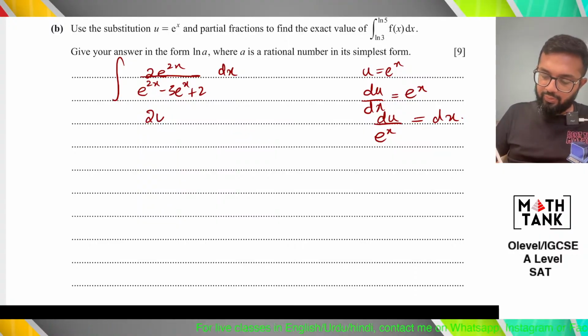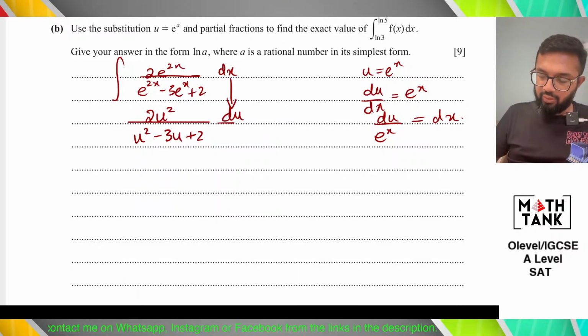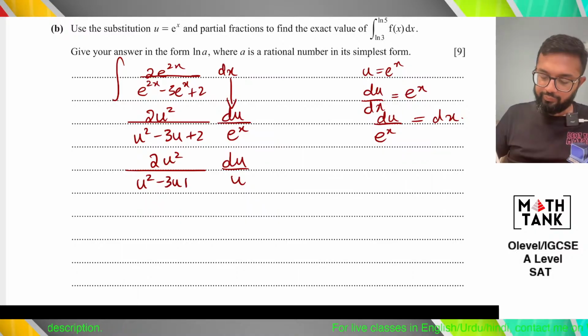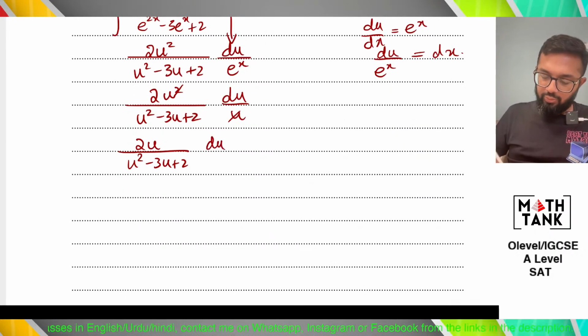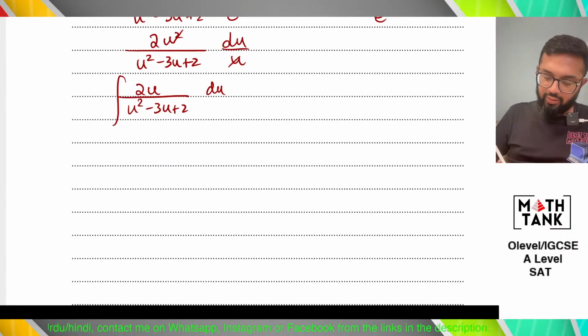So this becomes 2u square over u square minus 3u plus 2. Looks like an improper fraction, but it does convert into proper fraction. That's du over u. Okay, so that becomes 2u over u square minus 3u plus 2 du. I will have to do partial fractions here.